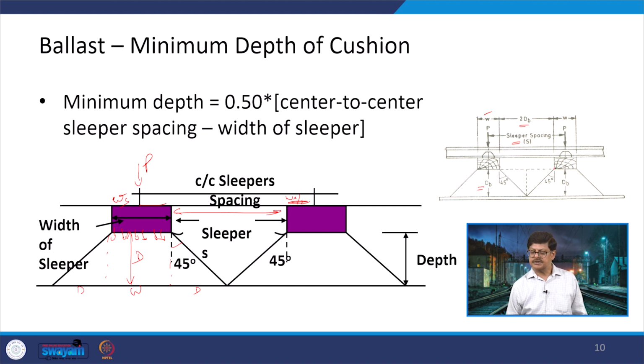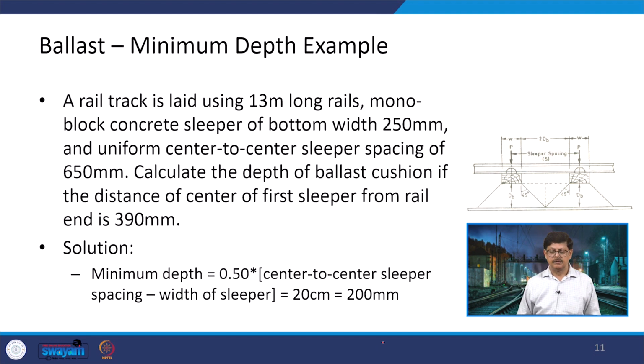It means whatever is the clear distance between these two sleepers is basically twice the depth of the cushion at the bottom. So, from there this is being found out. So, let us look at one of the numericals here.